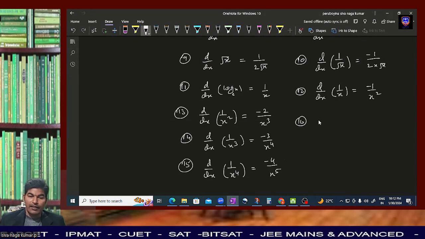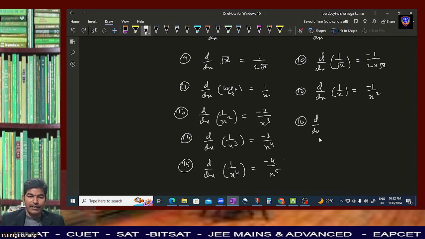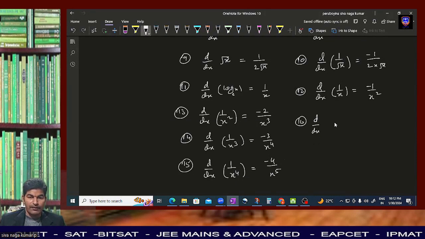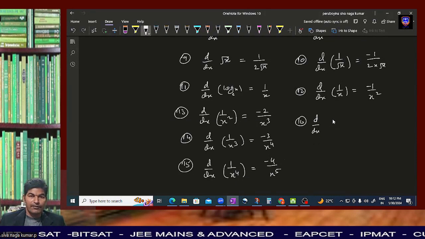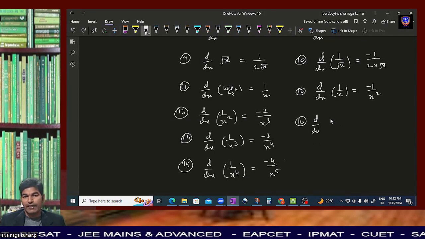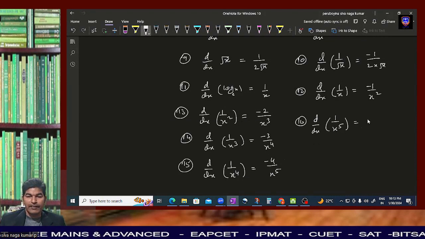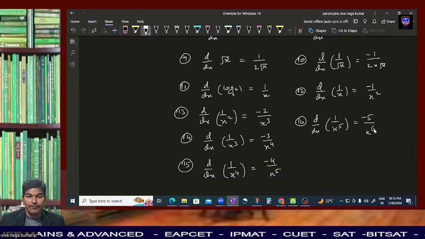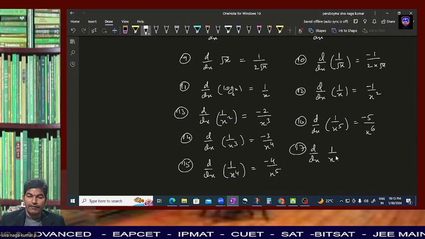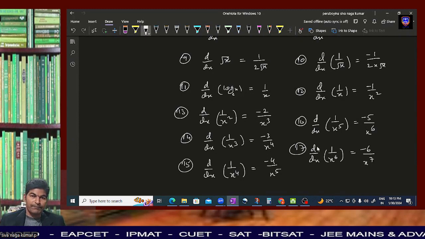Similarly, we are going up to 1 by x power 6 only, okay? Not more than that needed, because all these results we are using in the problems. So I am not just saying one result and assuming that it is n and so on. I am giving direct results. So 1 by x power 5, guess this result also: minus 5 by x power 6. And d by dx of 1 by x power 6 is minus 6 by x power 7.